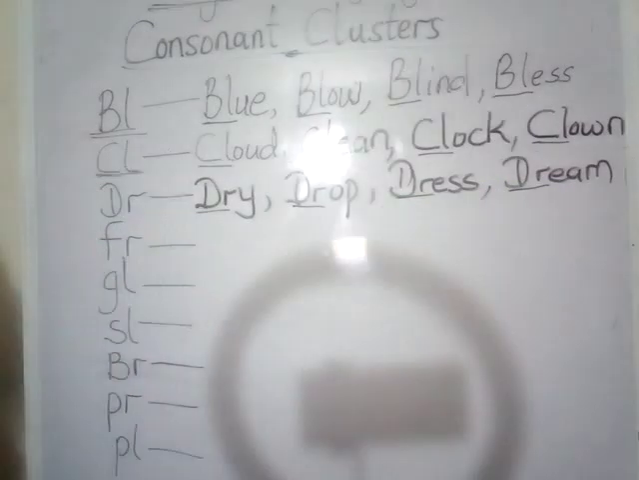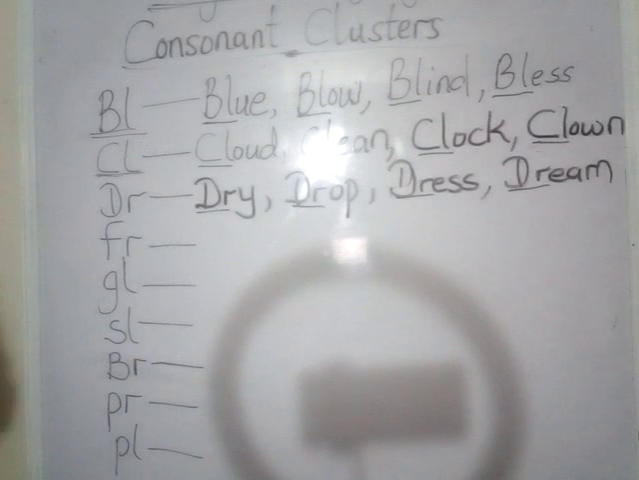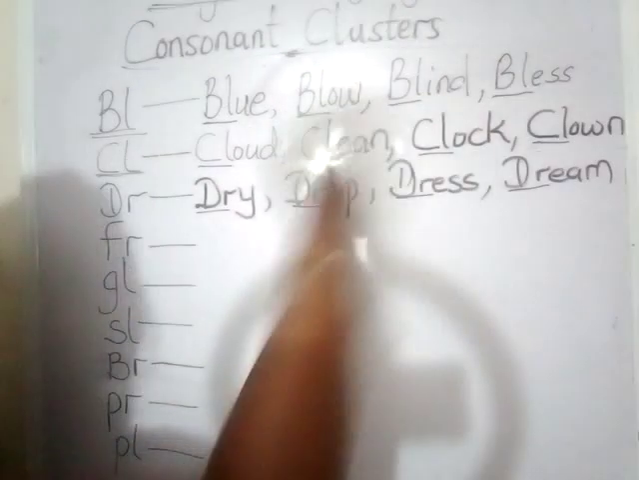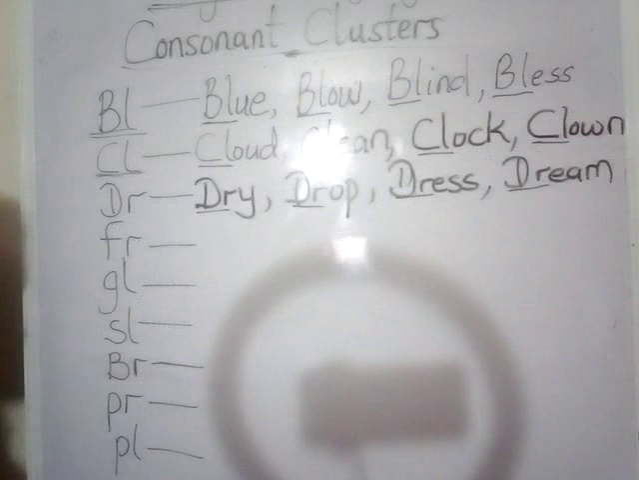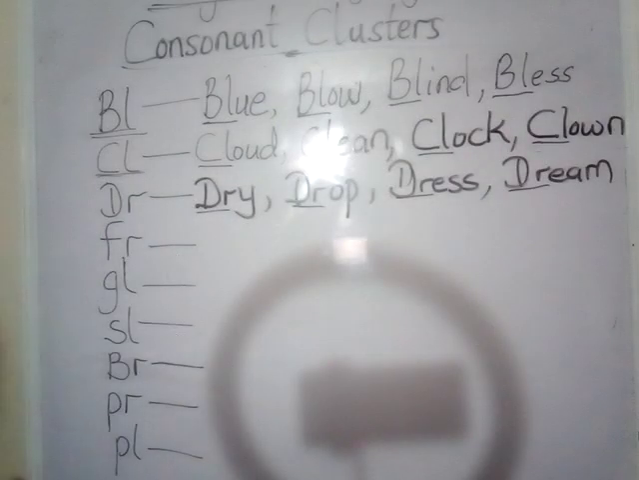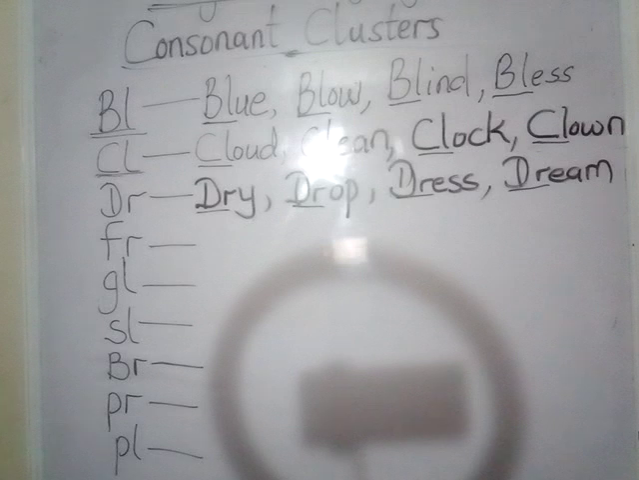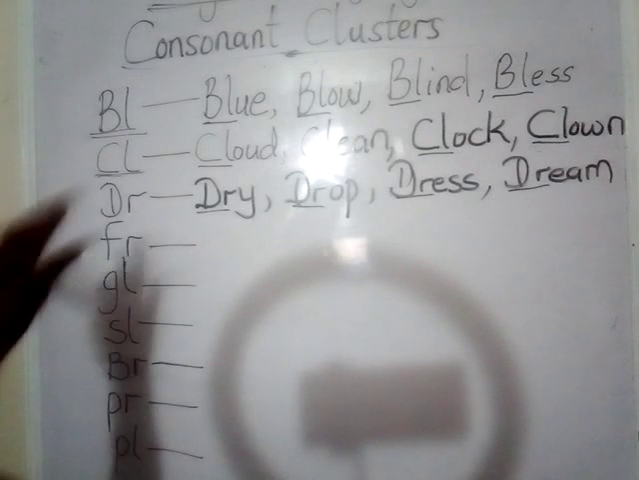Now, looking at the examples we've been having here, we might start to think that these consonant blends only occur at the beginning of words. It's not true. It's just coincidental that the examples we have written here all have the consonant clusters at the beginning of the words. They can occur in the middle of the word, they can occur at the end. So don't start thinking that they only occur at the beginning of words, they occur anywhere.